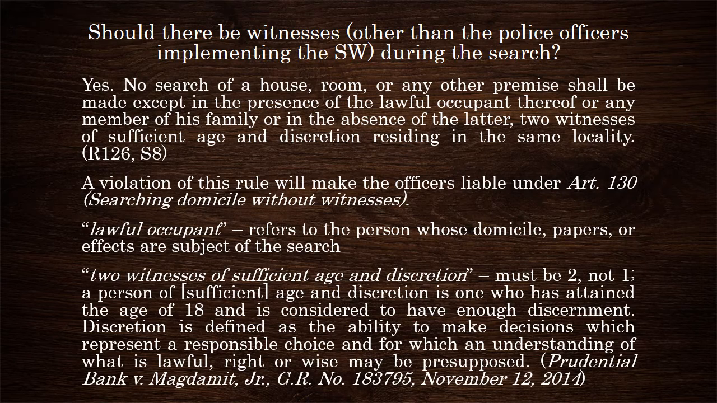And a person of sufficient age and discretion is one who has attained the age of 18 and is considered to have enough discernment. Discretion is defined as the ability to make decisions which represent a responsible choice and for which an understanding of what is lawful, right, or wise may be presupposed. So, the definition or description, rather, of the phrase two witnesses of sufficient age and discretion was given in the case of Prudential Bank versus McDermott Jr.